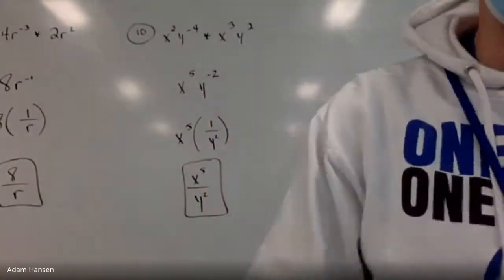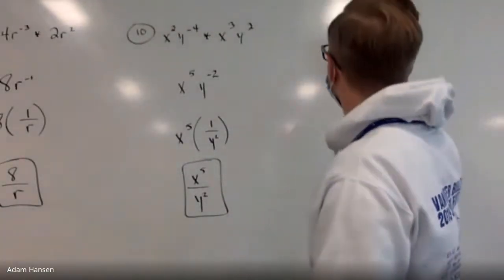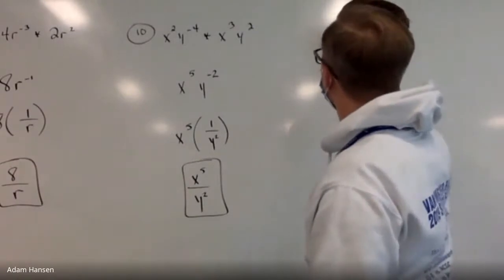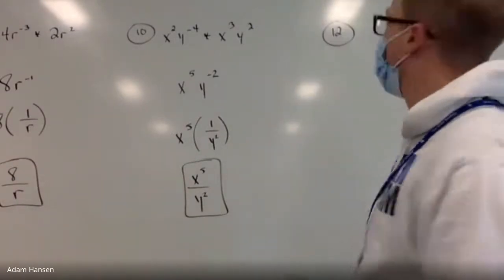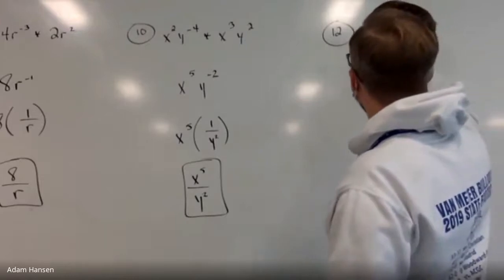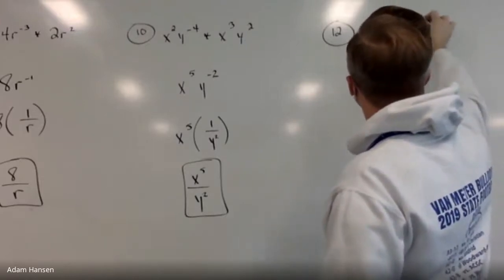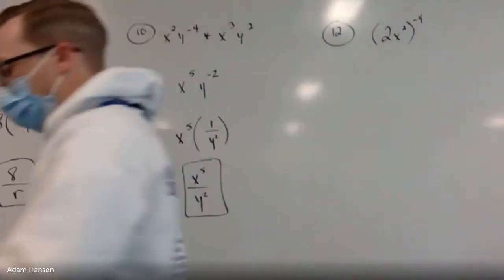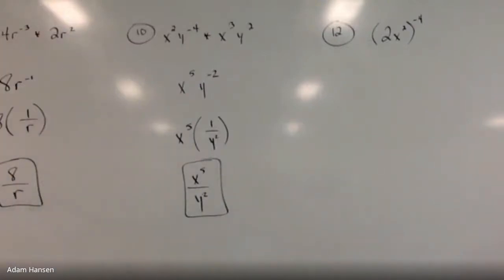Let's try 12. Very similar, but with a negative exponent. 2x squared to the negative fourth, the quantity 2x squared to the negative fourth power. Right away, I notice a negative power. How do I make that back into a positive exponent? Move it to the bottom.